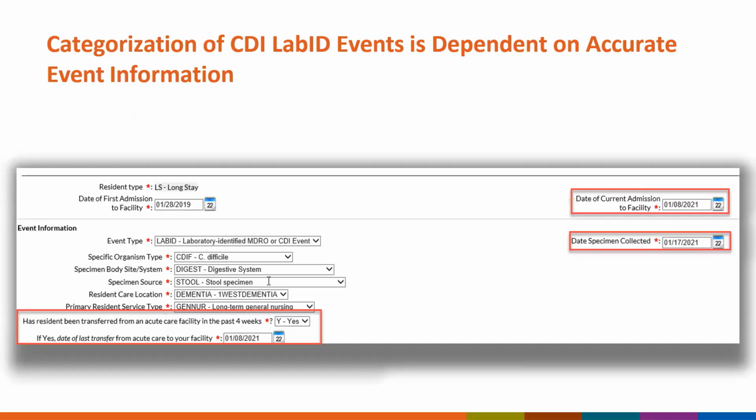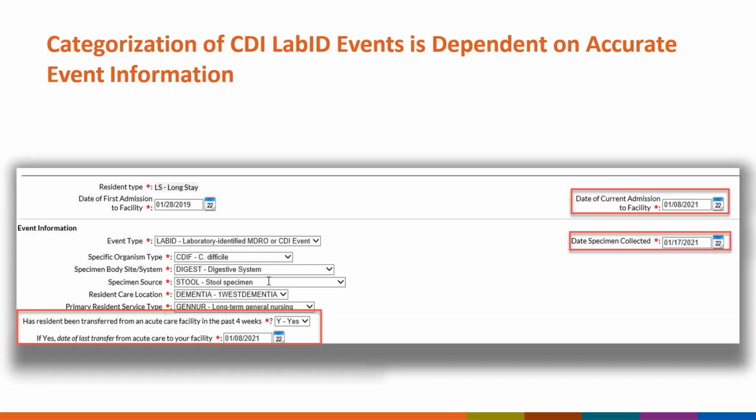In this example, data entered into the NHSN application will be analyzed based on the following: date of current admission to facility, date specimen collected, or, if the resident was transferred, date of last transfer.